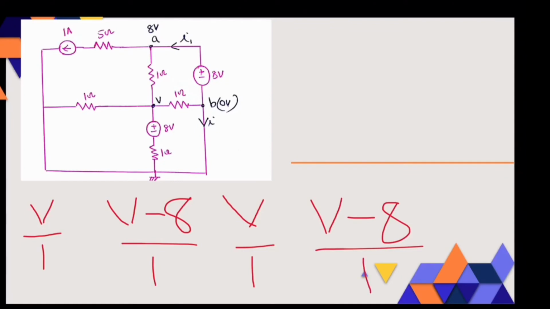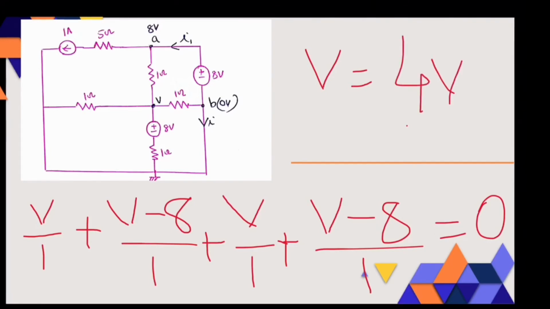By KCL, the algebraic sum of these 4 outgoing currents at node V is equal to 0. Hence, we can write V by 1 plus (V minus 8) by 1 plus V by 1 plus (V minus 8) by 1 is equal to 0. From this, we get the value of V as 4 volts.